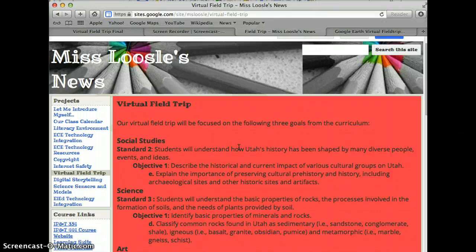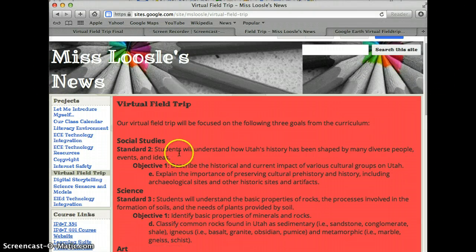This is my virtual field trip. I'm going to be focusing on 3 goals from the 4th grade curriculum specifically. The first one is a social studies standard. Students will understand how Utah's history has been shaped by many diverse people, events, and ideas.